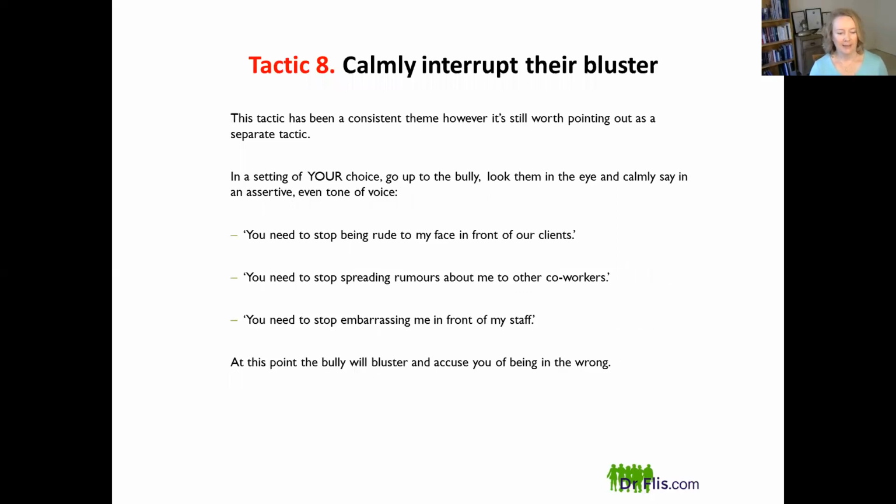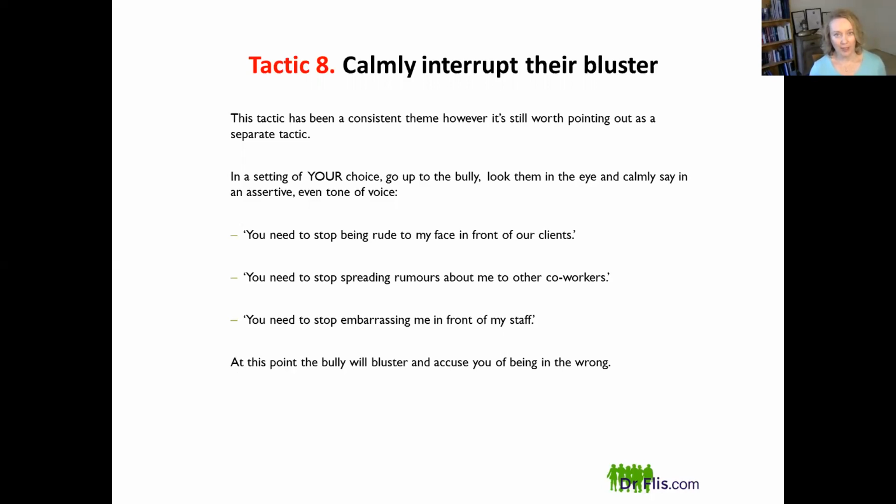Tactic 8, calmly interrupt their bluster. This tactic has been consistent in these lessons, however, it's still worth pointing out. In a setting of your choice, you go up to the bully, look them in the eye, and calmly and assertively say in an even tone of voice, you need to stop being rude to my face in front of our clients. Or, you need to stop spreading rumours about me to our co-workers. Or, you need to stop embarrassing me in front of my clients or staff.